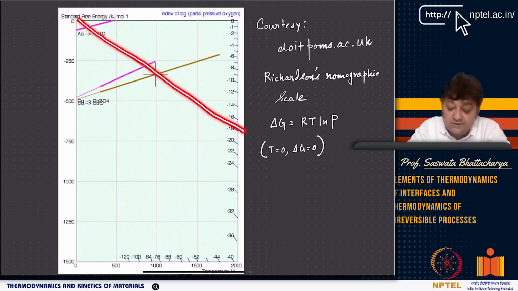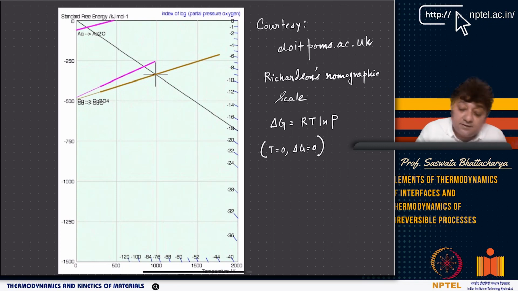and you hit the nomographic scale, and you get something like 10 to the power minus 18. This is log partial pressure. Since it's log partial pressure, the partial pressure is 10 to the minus 18, and this is at a certain temperature, certainly at a much lower temperature.